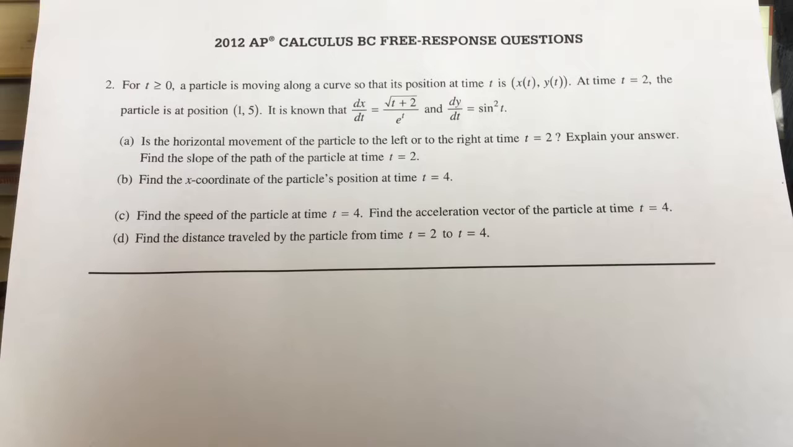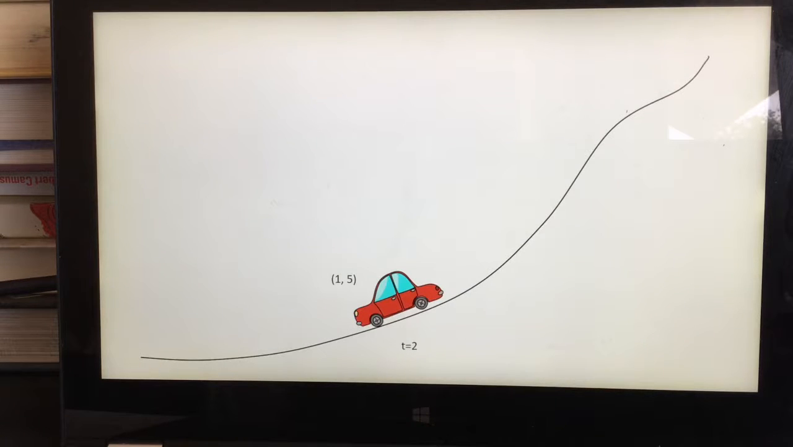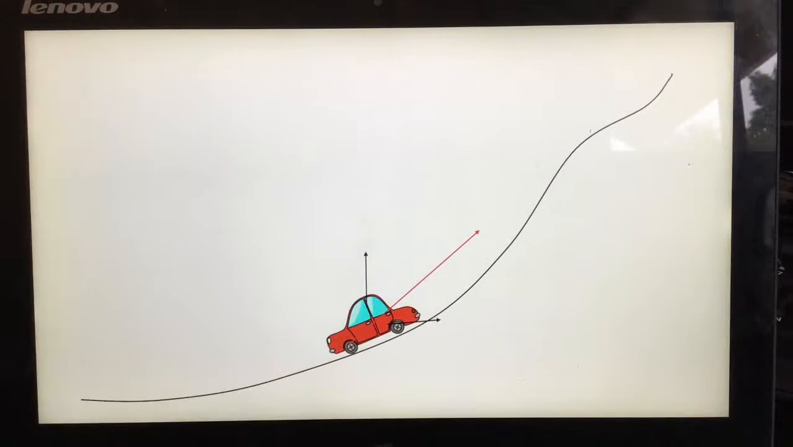Okay, so coming back to the question, let's look at part A. Is the horizontal movement of the particle to the left or to the right at time t equals 2? Explain your answer. And find the slope of the path of the particle at time t equals 2. Going back to our little drawing, what we're trying to find out is if the car is moving to the left or to the right at time t equals 2, and what is the slope of the path of the car at this time. We can think of this as trying to find the red arrow here, the slope of the path at this point, or the slope along which the car would be moving at this point on the curve.